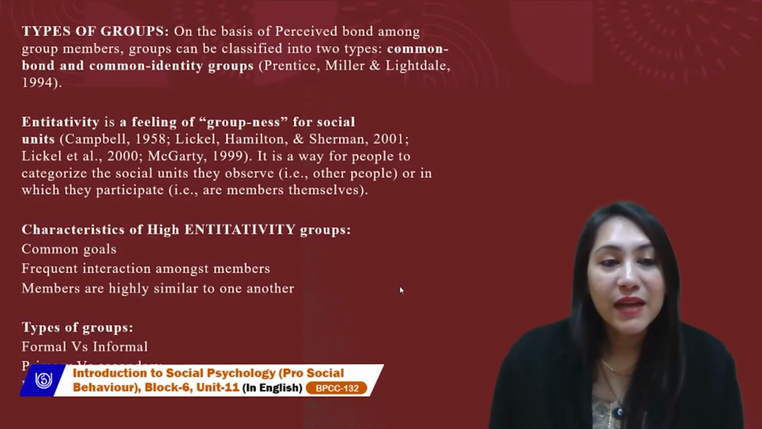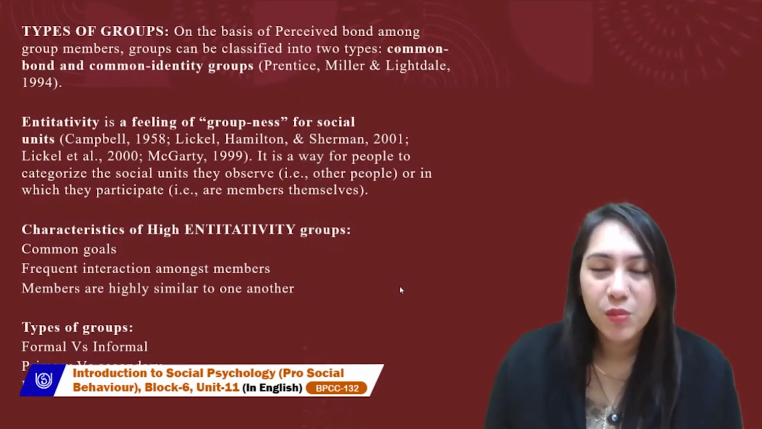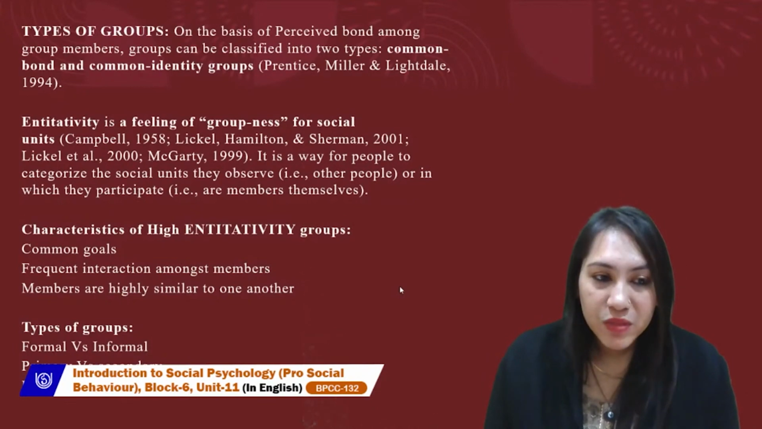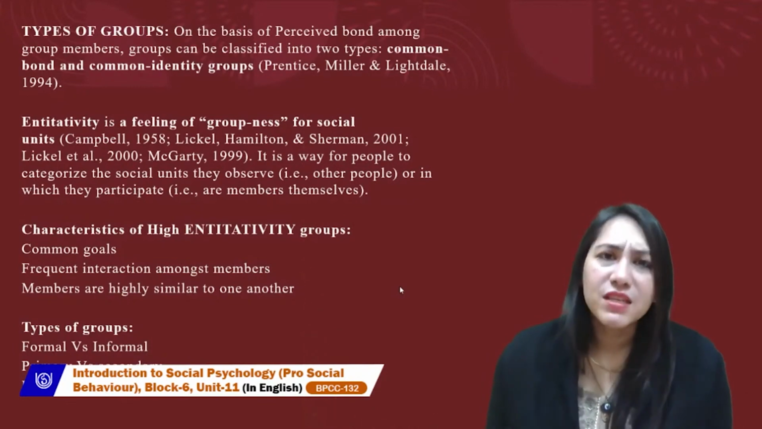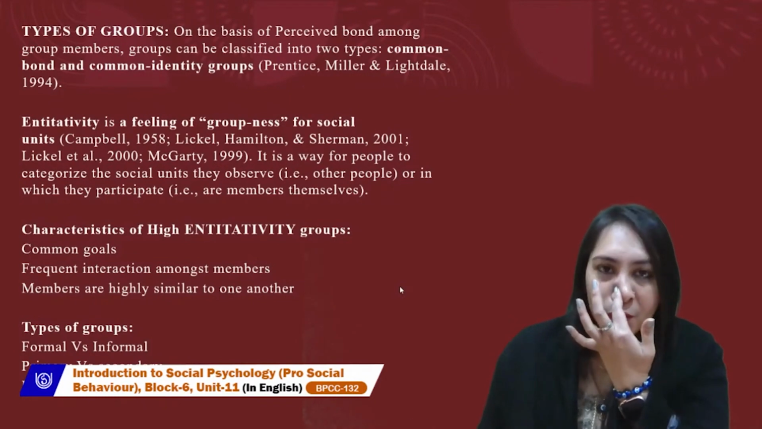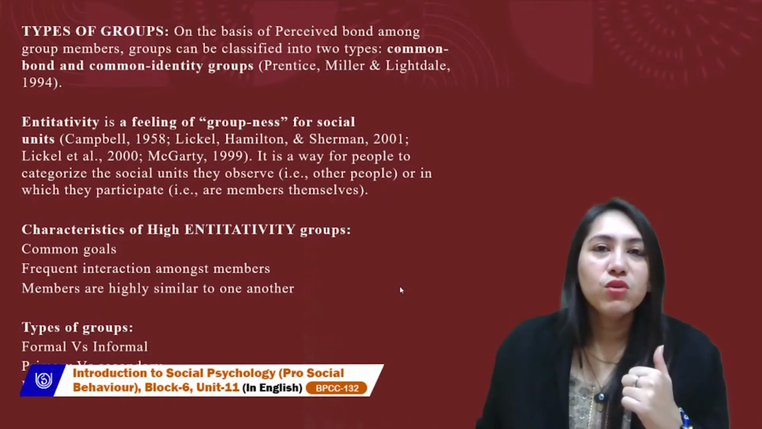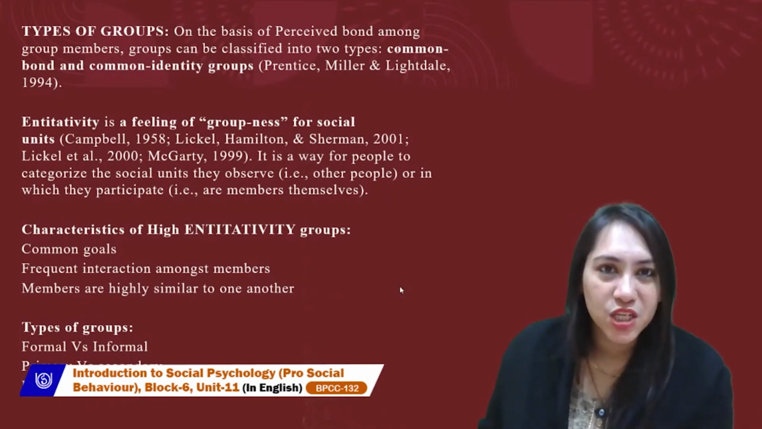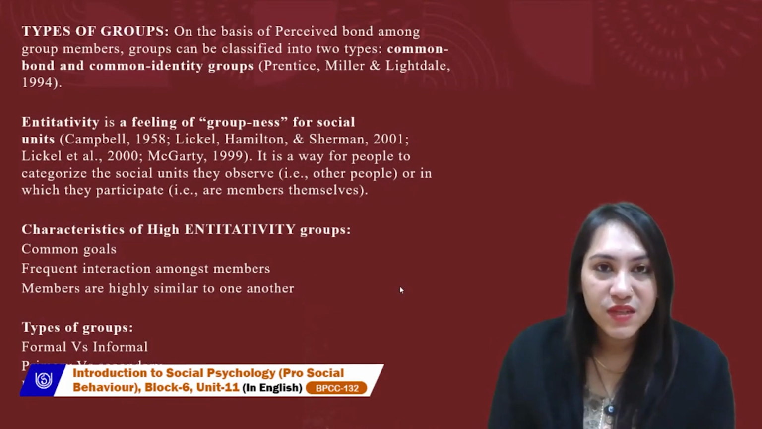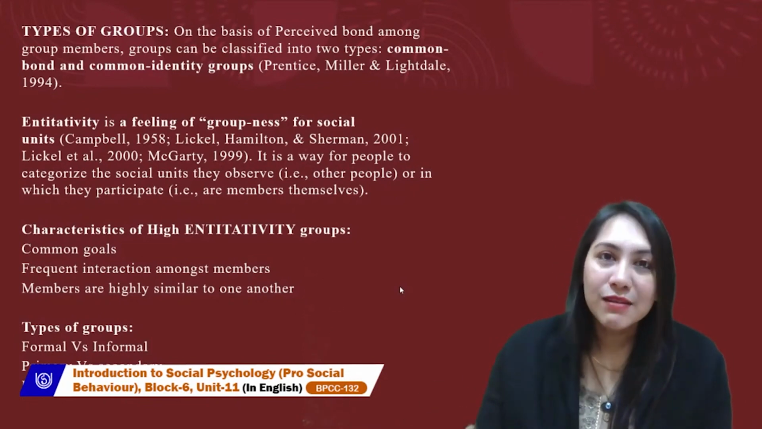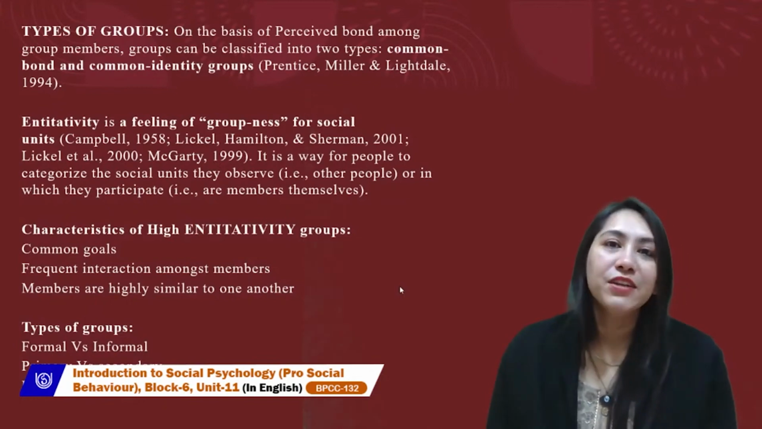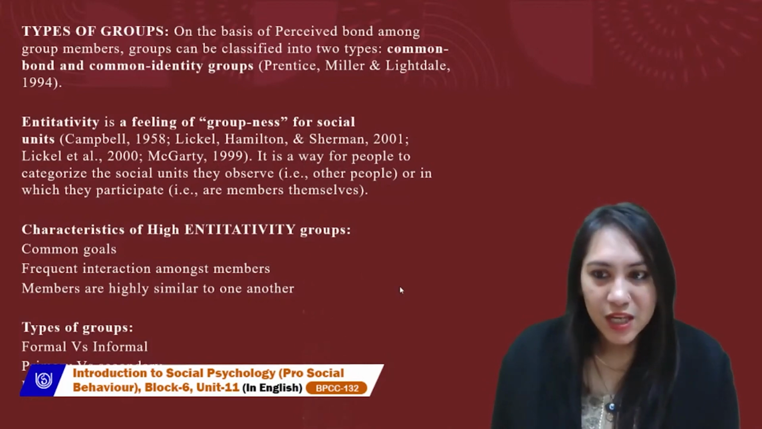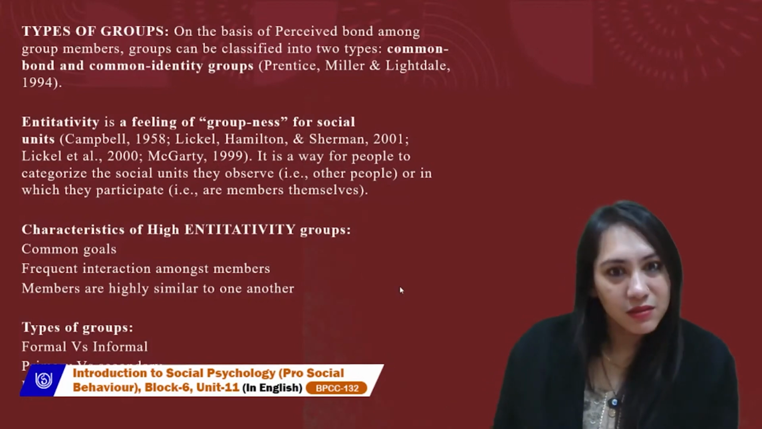Now, what are the characteristics of high entitativity groups? They have common goals, obviously, and they do have frequent interaction among members. These members tend to be very similar to one another. So remember, when you have common motives, common goals, a common interest, and when you are very similar to one another in terms of personality and communication style, such groups have very high cohesiveness. They will reach targets earlier than a group which is lower in entitativity. Why? If you have lower entitativity, you will not feel alike your members. You do not feel together with the same members.